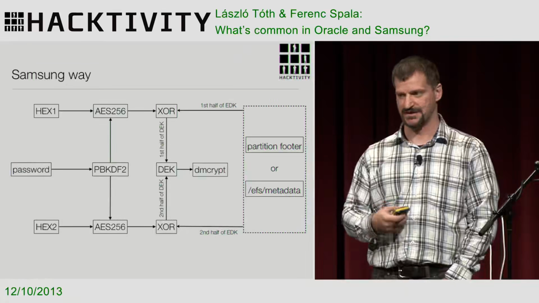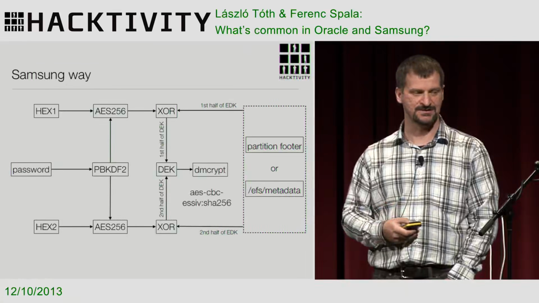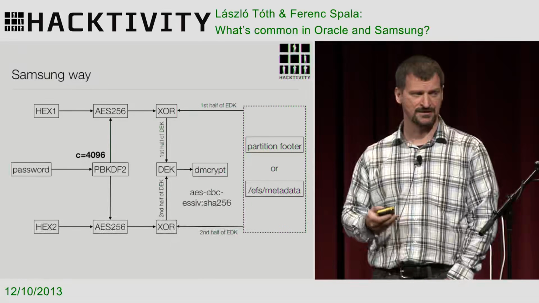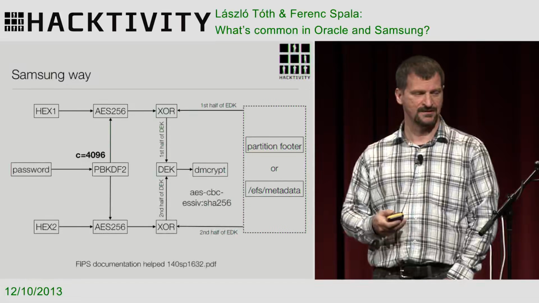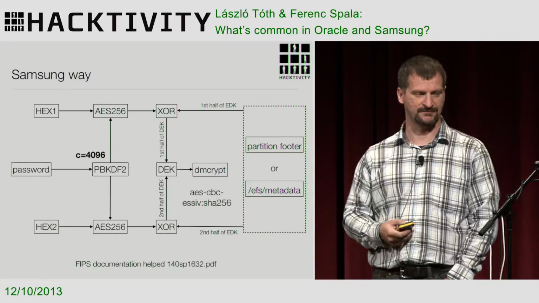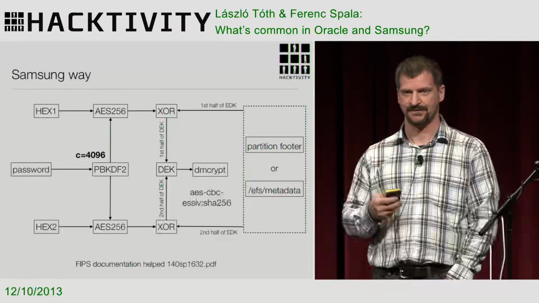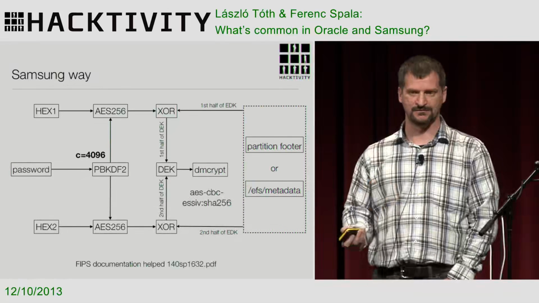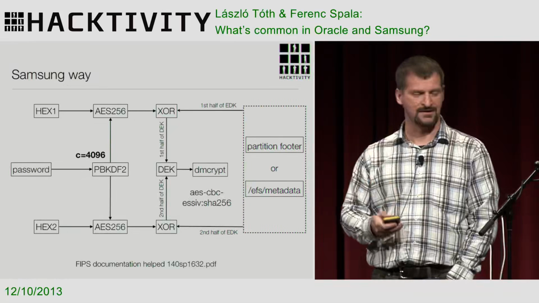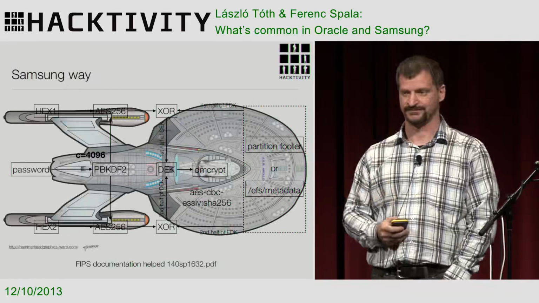Samsung also uses AES CBC to encrypt, and the key derivation function uses 4,000 cycles in theory, and SHA-256. The FIPS documentation helped me, but I had to debug ARM stuff a lot to have an idea about the details. Do you remember the Desert Eagle? Fortunately, this is also easy to remember because it looks like a Star Trek ship.